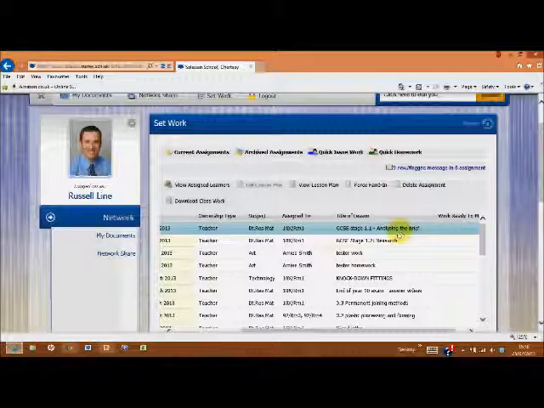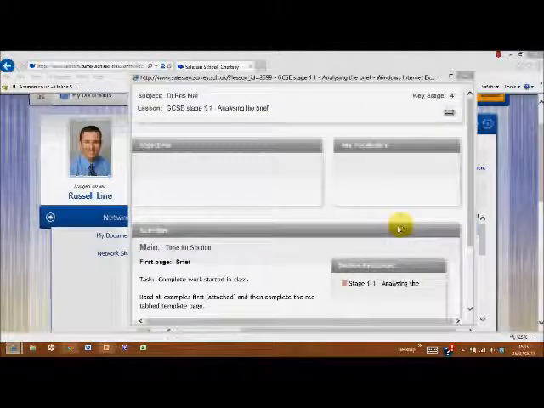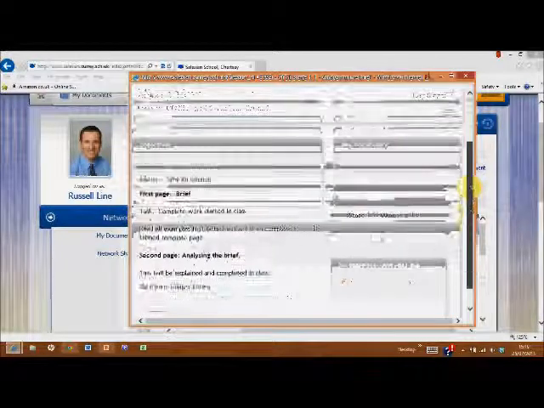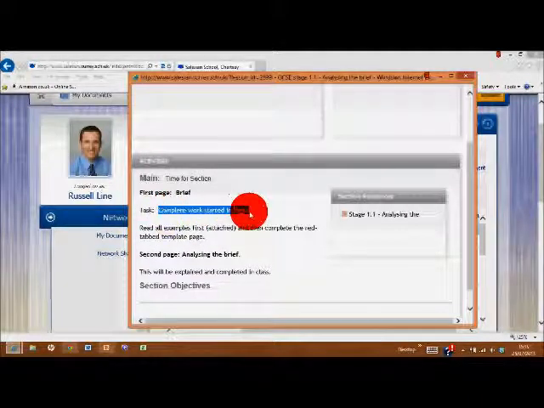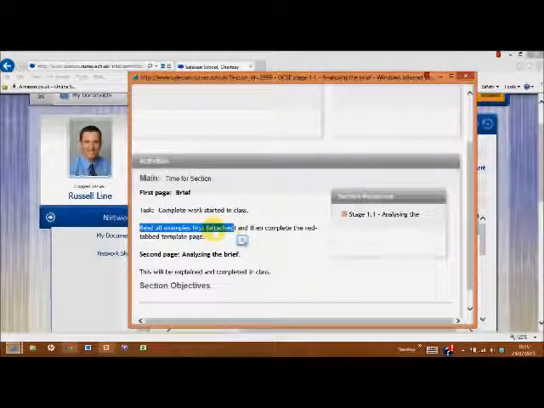So to help you, on the VLE under set work, you should see GCSE stage 1.1 analysing the brief. When you open this, the instructions are very brief. Just complete the work that you started in class. Read all examples first in the attached document, and then complete the red tabbed template page. That's all we're going to do today.